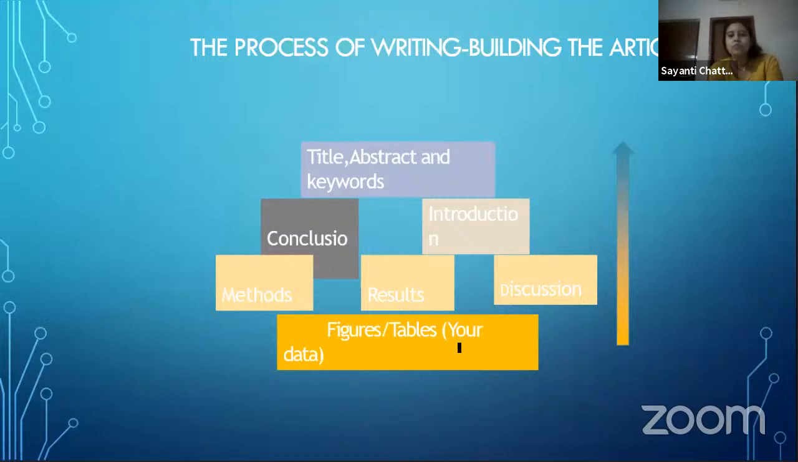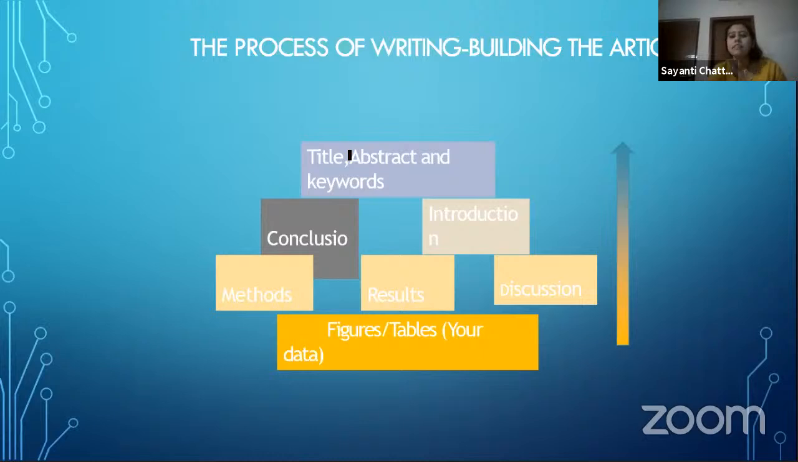First we will start with figures or tables, then results and discussion. Then we will write the methods, introduction and conclusion. From the results and discussion, we can write the conclusion and we can write the introduction also. And last of all, we will brush up the abstract, and we will write the title. So these are the steps to build a scientific manuscript. Till now it is a manuscript.